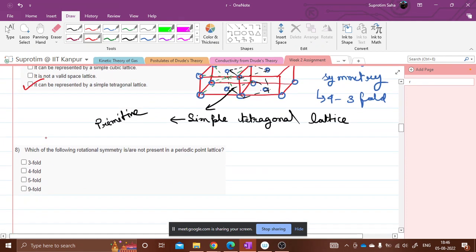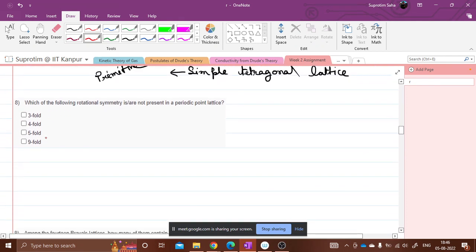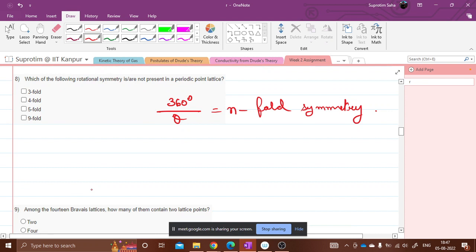So it's an overlap. Which of the following rotational symmetries is or are not present in a periodic point lattice? Of course, threefold and fourfold. 360 degrees by n, so the angle theta will give you n-fold symmetry, as you already learned in the lecture. But these threefold and fourfold symmetries have to encompass the entire space, right?